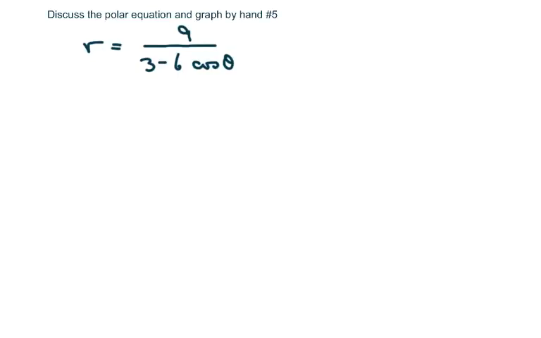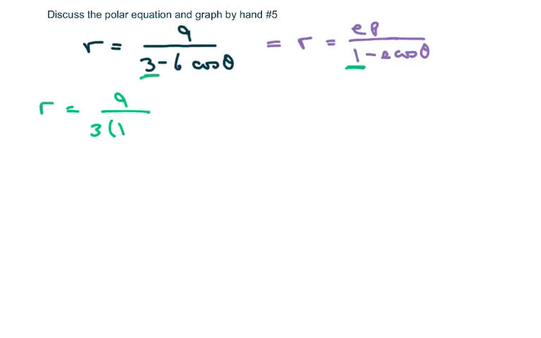Hi everyone, we're going to discuss the polar equation and graph by hand. We know that this has the form r = ep over 1 minus e cosine of theta. So the first thing I need to do is put it in proper form because we need a 1 here. So I'm going to rewrite this as 9 over 3 times (1 minus 2 cos of theta).